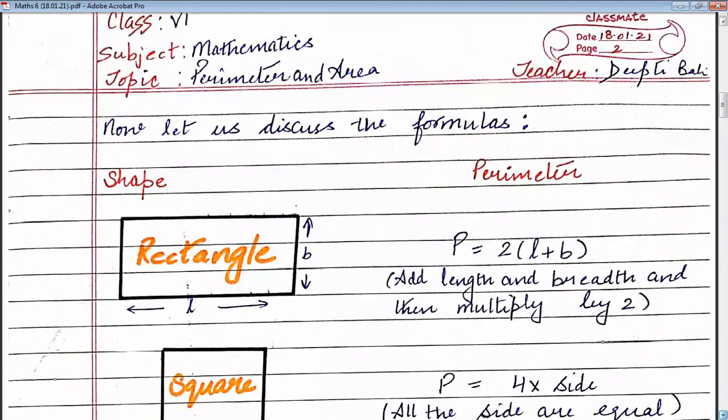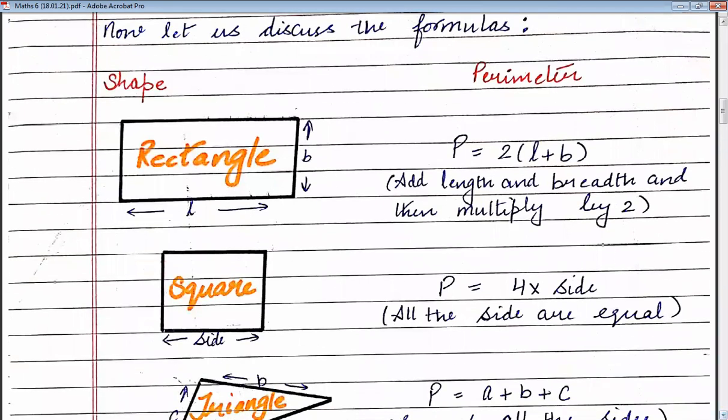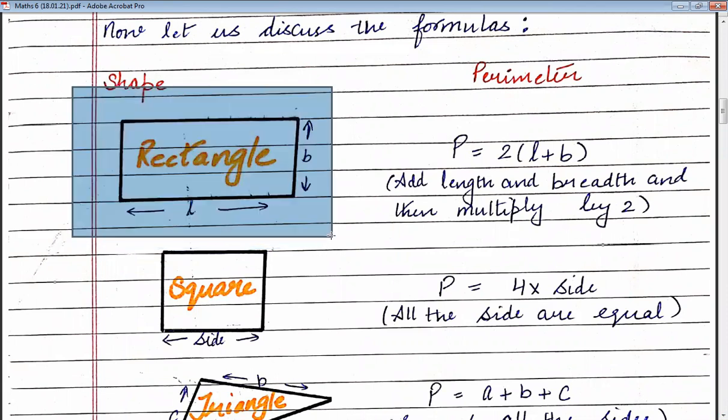Now let us discuss the formulas based on the perimeter. Now children, you know the basic definition of a perimeter, that perimeter is the sum of all the sides. Now let us discuss the perimeter of a rectangle. Now children, in a rectangle, the one down here is your length. This is known as length, and this one is called breadth or width. It's one and the same thing. This one is your length, and this one is called your breadth.